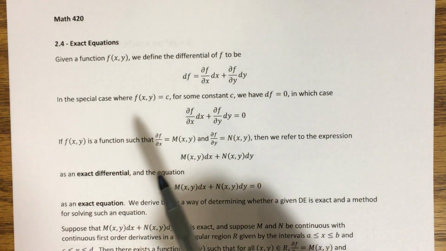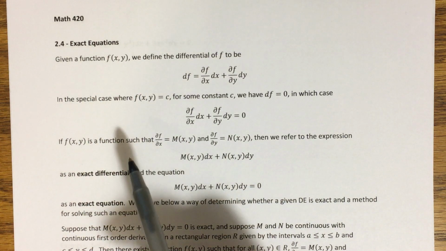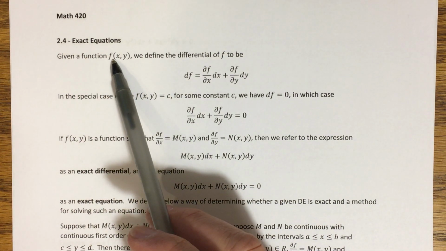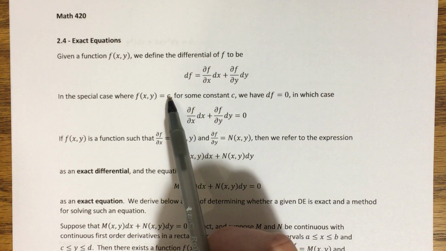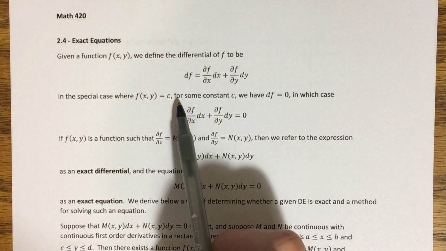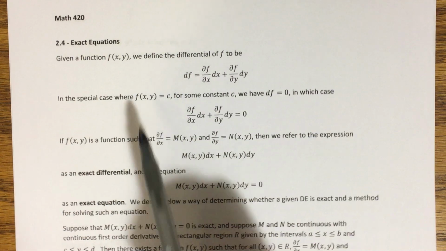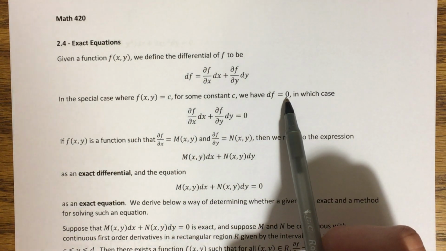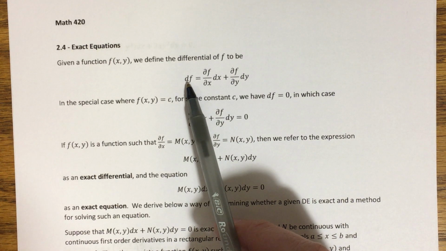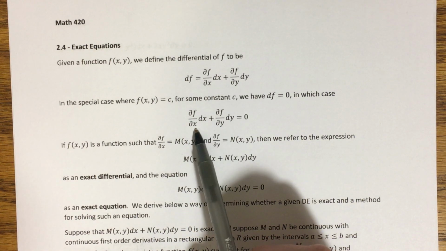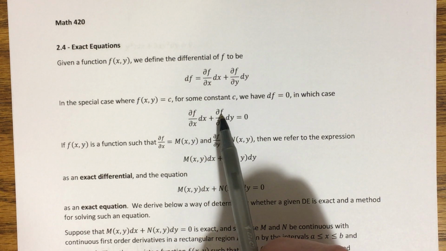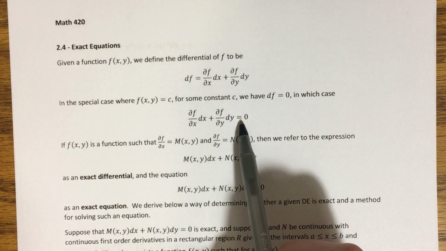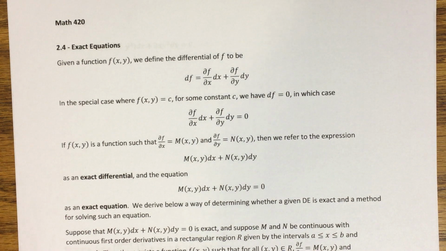Okay? Now, let's suppose that we're looking at a specific case where f of x, y is a constant function, f of x, y equals c for some constant c. Then the differential df is going to equal 0. And so setting df equal to 0 here, we get this special case. Partial of f with respect to x dx plus partial of f with respect to y dy equals 0. Okay?